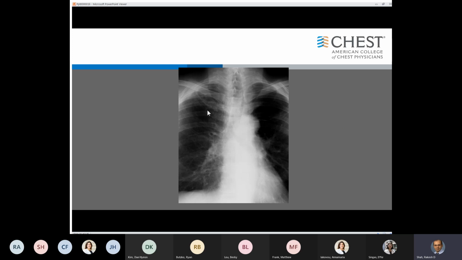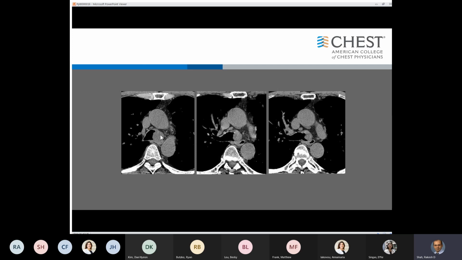On CT, you can see that it's a non-contrast CT. This is the ascending aorta, descending aorta. Here's the esophagus in the back. And then in the airway, in the trachea, you can see that there is this large filling defect.